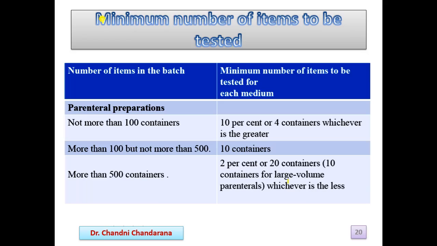Now, what is the minimum number of items to be tested? Here for parenterals, it is given the number of items in the batch and the minimum number of items to be tested for each medium. Here the number of items is not more than 100 containers.